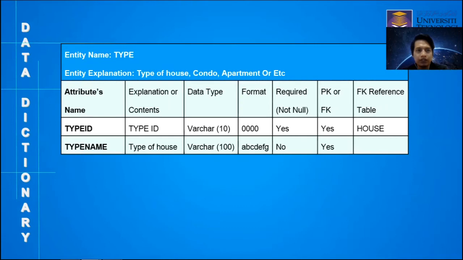So next, this is the type entity. So the type ID and the type name. In this entity, we have only two attributes, which are the type ID and the type name.